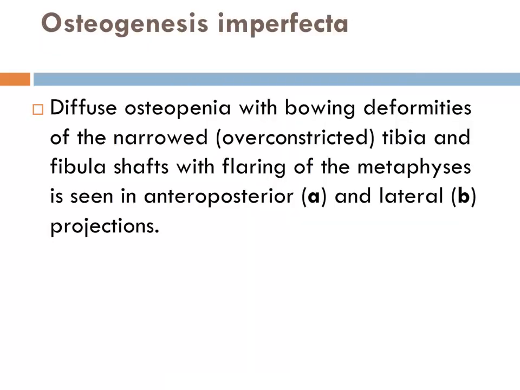Case number 14, diffuse osteopenia with bowing deformities of the narrowed, overconstricted, tibia and fibula shafts with flaring of the metaphyses is seen in anteroposterior, A, and lateral, B, projections, consistent with osteogenesis imperfecta.